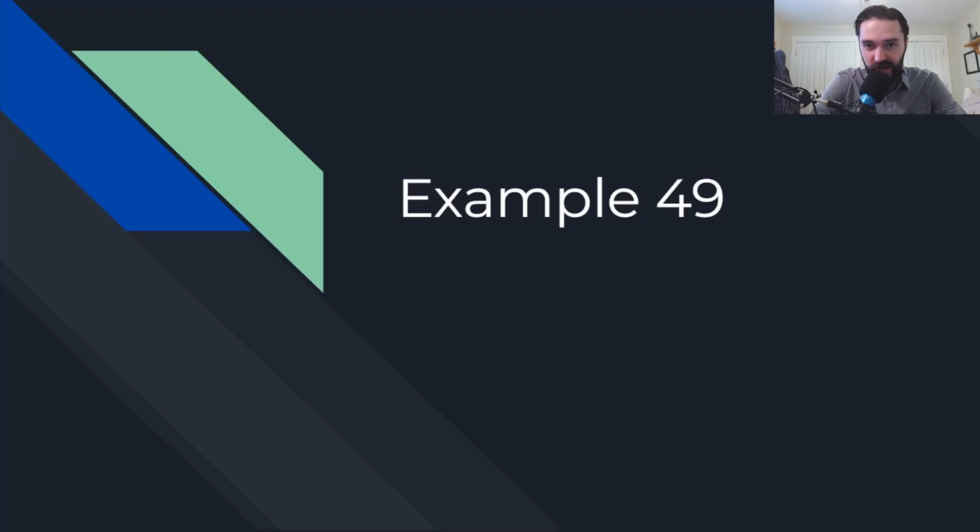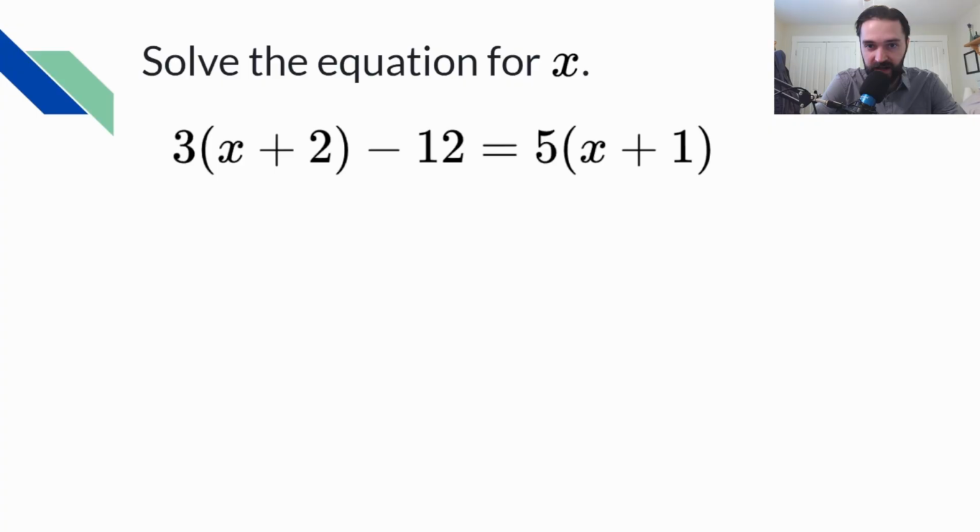Okay, here we go. Example 49. Here we're asked to solve the equation for x. This is a linear equation in one variable, so we know how to solve these. We need to isolate x on the left-hand side and get the constants on the right-hand side. So what we want to do first is distribute this 3 and distribute this 5 to get rid of these parentheses.